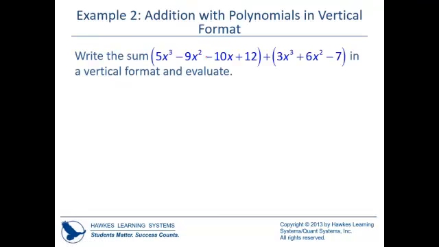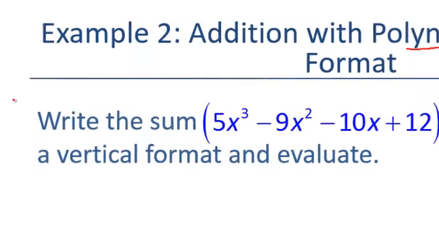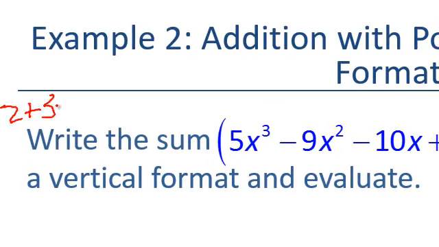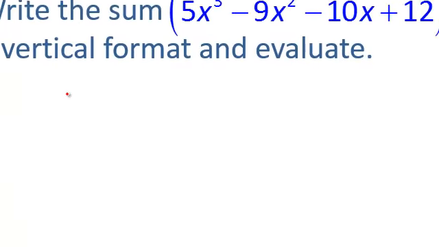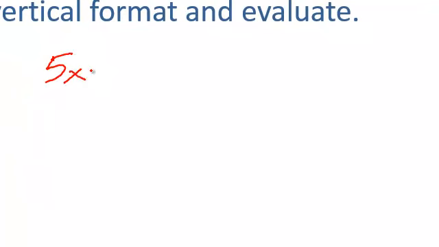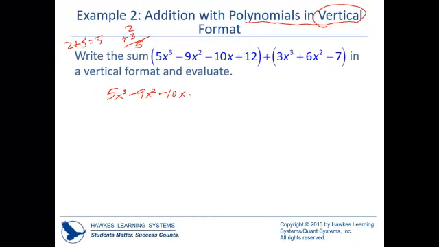Alright, now we're going to look at adding polynomials in a vertical format. You know how we can take numbers and add them together, like 2 plus 3 will give me 5. But I can also write 2 plus 3, one over the other, and get 5 in a vertical format. And that's what we're going to do here. So I'm going to write 5x cubed minus 9x squared minus 10x plus 12.